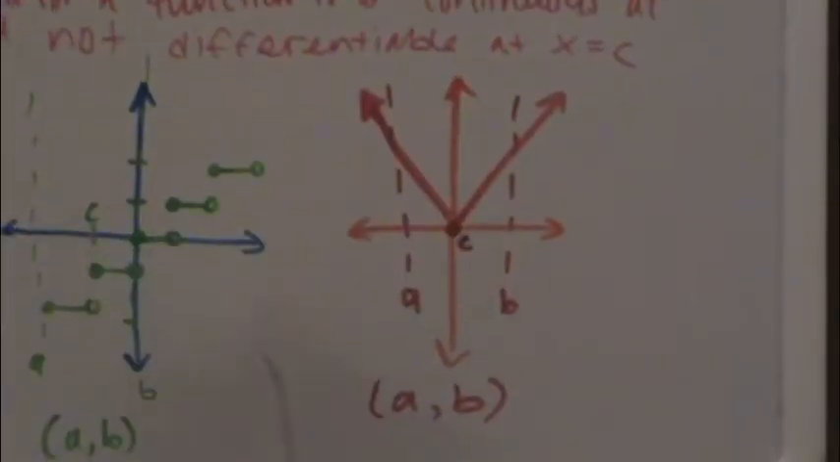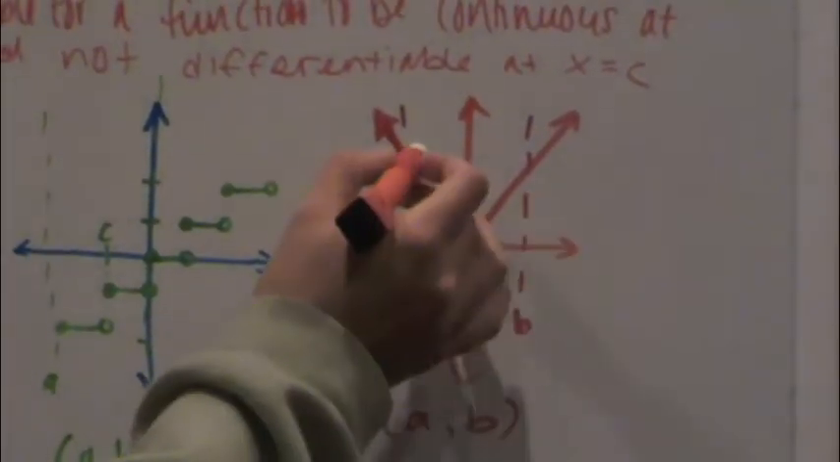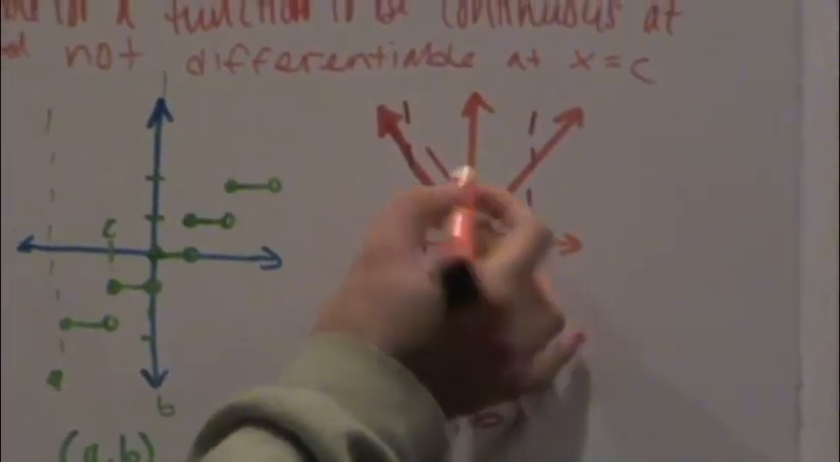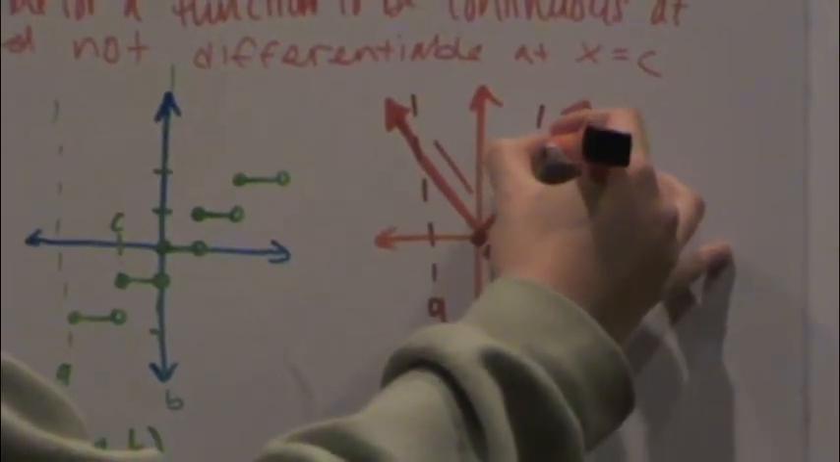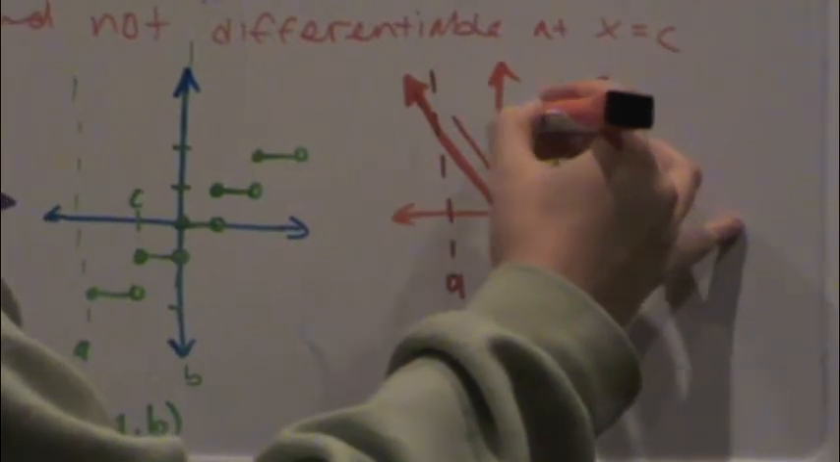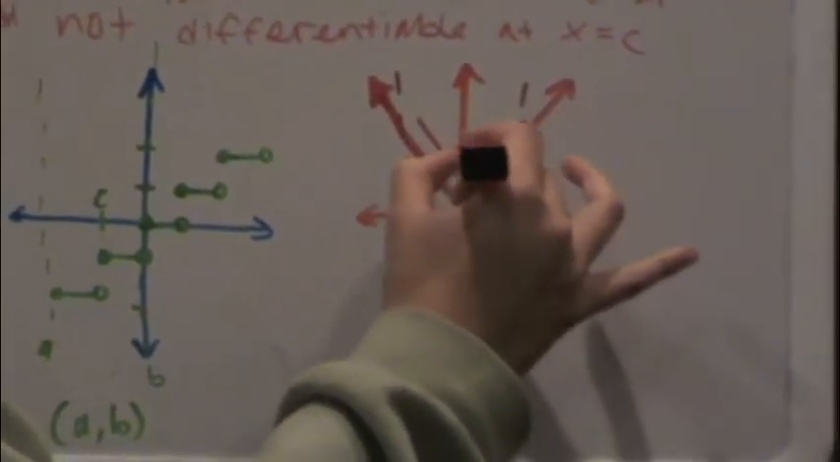A derivative is just a slope, right? So right here we have a negative slope, and over here we have a positive slope. So we can assume that the derivatives aren't equal to each other, and therefore these do not equal each other from the left and from the right. So this is not differentiable, even though it's continuous.